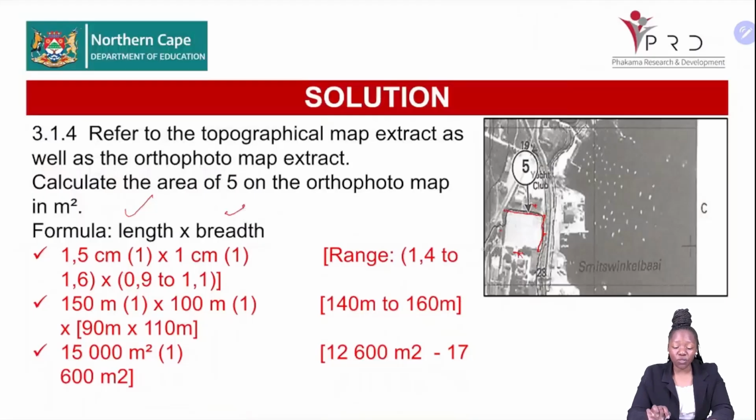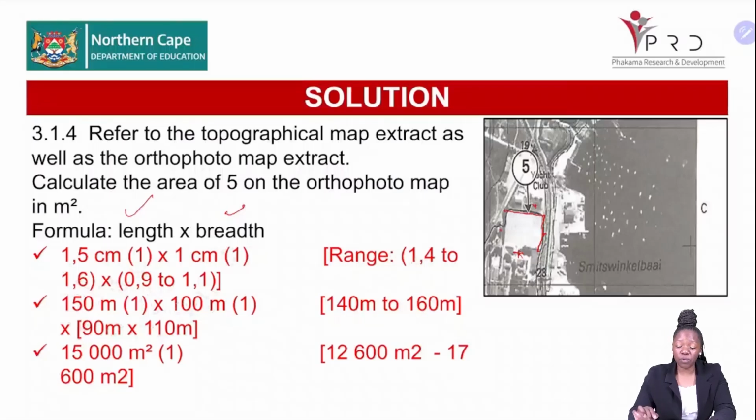Looking at those 2 sides, you're supposed to get 1.5 centimeters, or at the breadth, you're supposed to get 1. Remember, there is a range. For your 1.5, if you got 1.4, it is still correct. If you got 1.6, it is still correct. Then for your breadth, if you got 0.8 or 1 centimeter or 1.1, you are still correct.